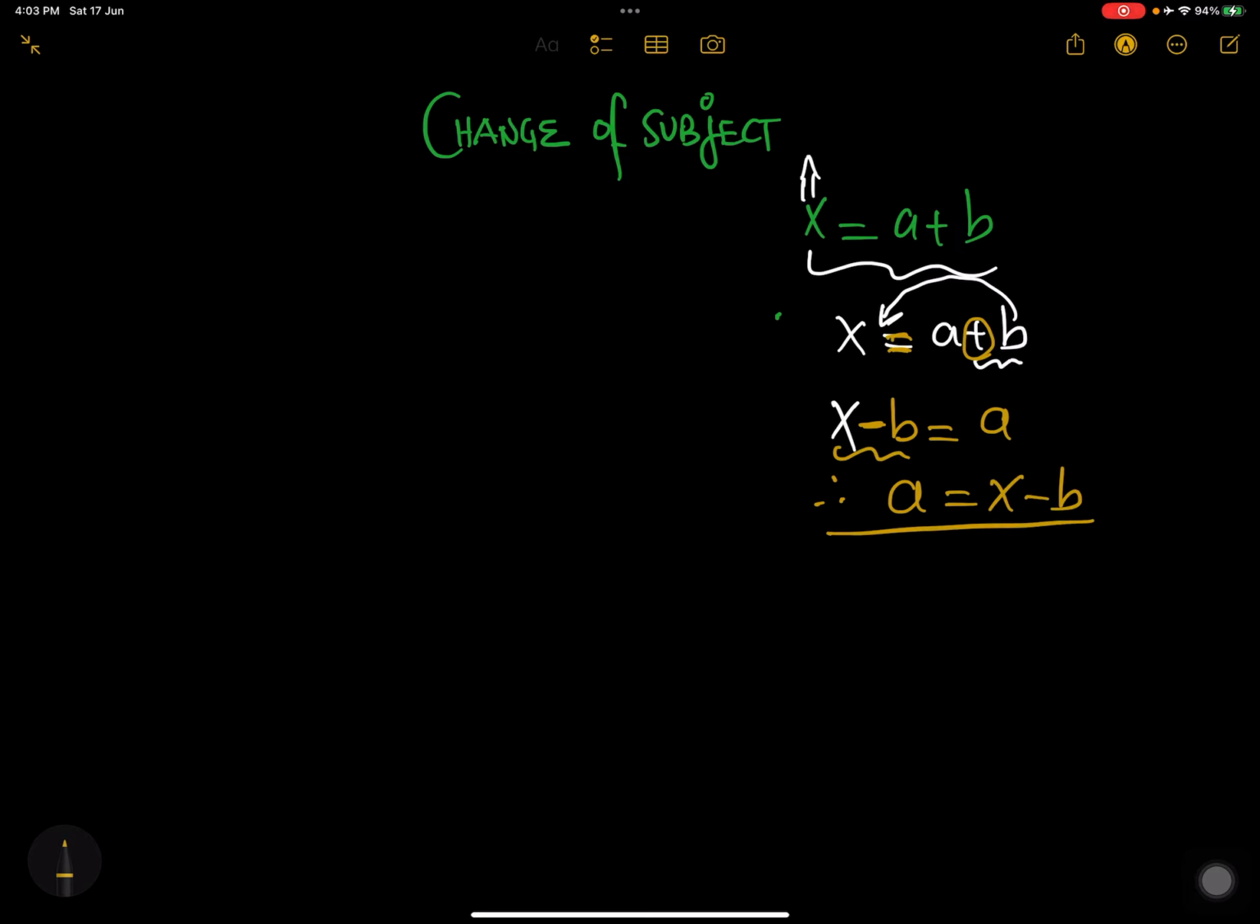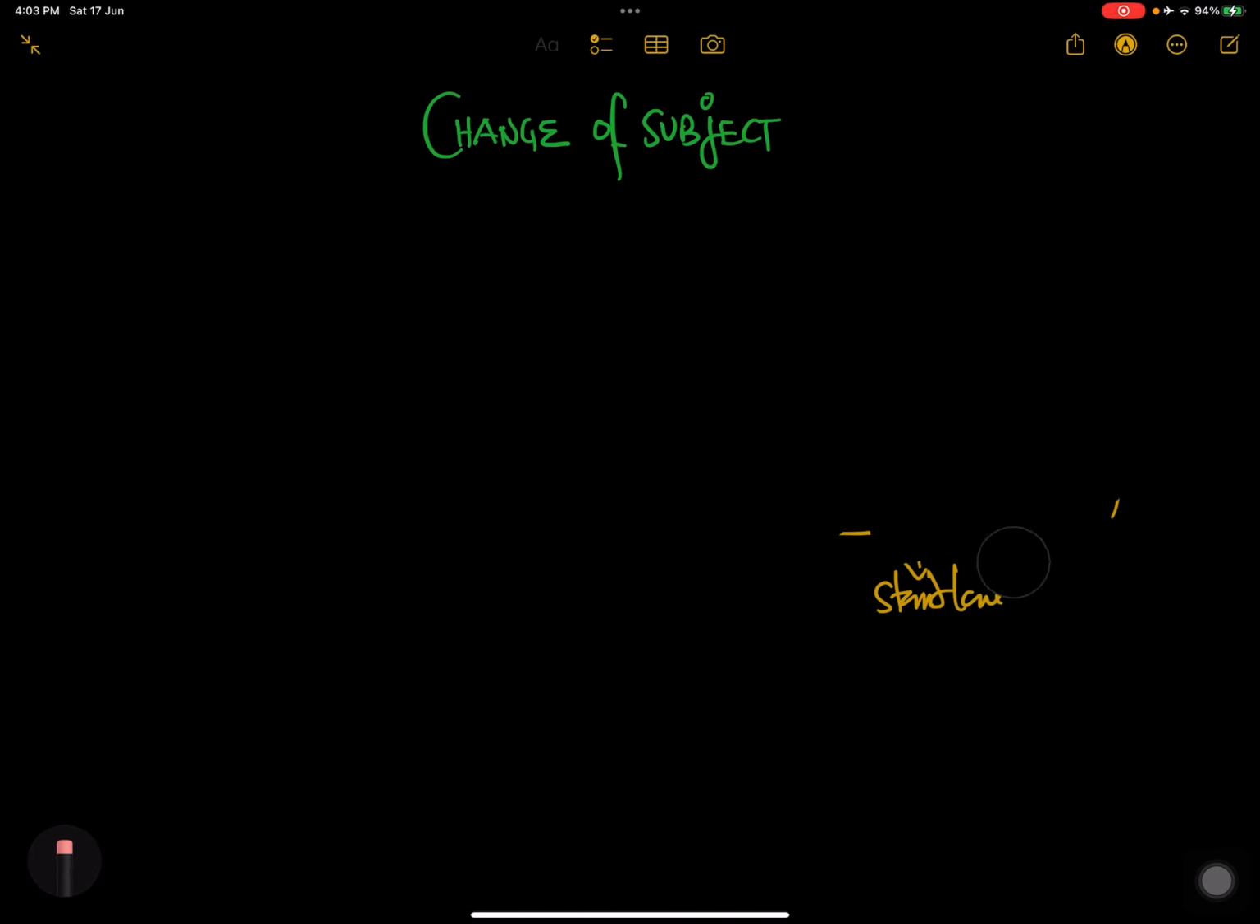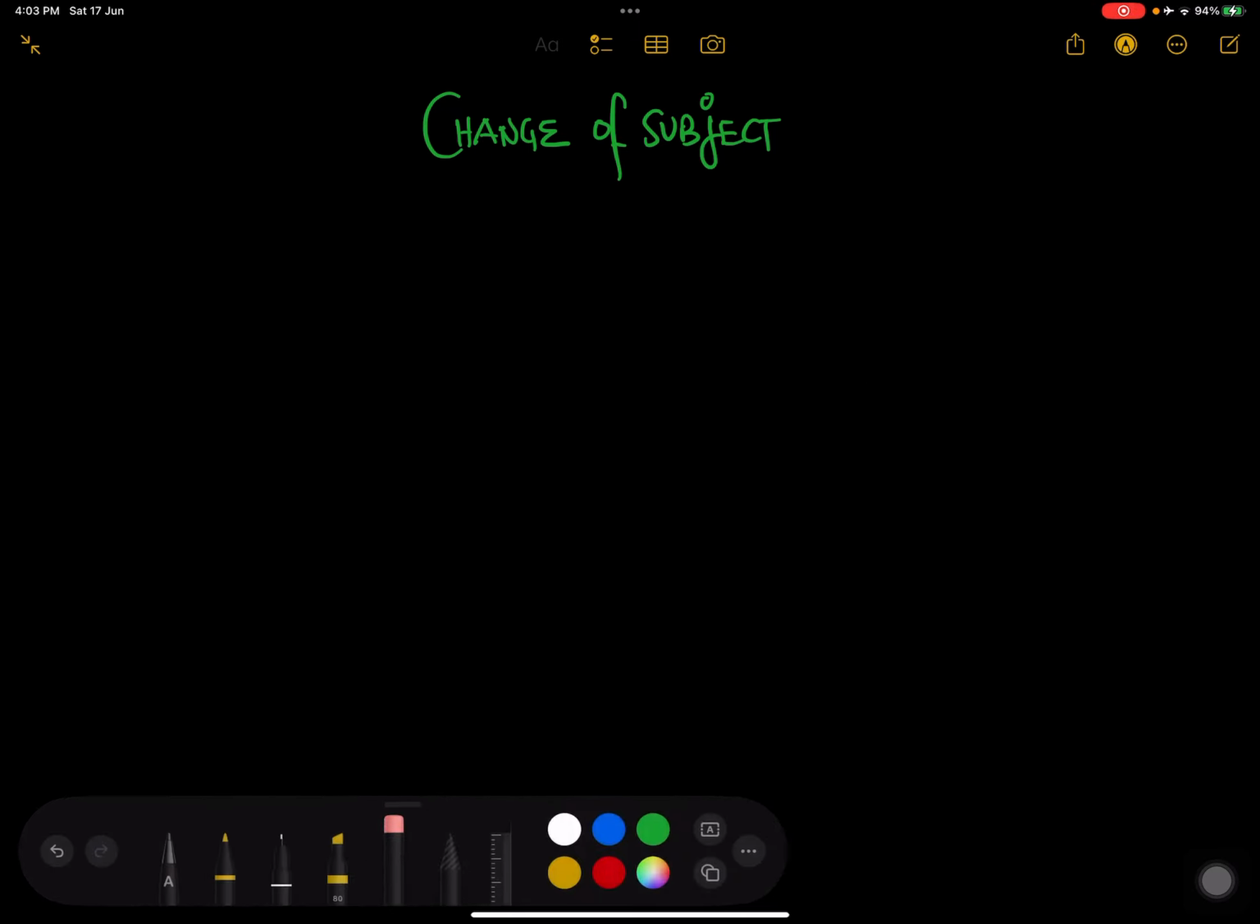So now you can see that it is possible. We've been able to make this a stand alone. So that's what we're going to be doing today. We're going to be making variables the subject, or making variables stand alone. So we're going to start with the first one.